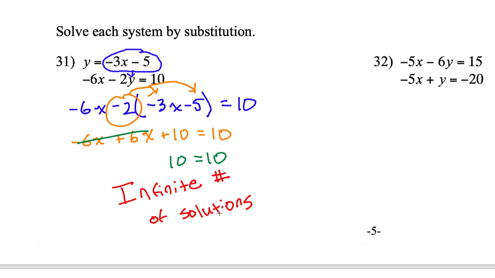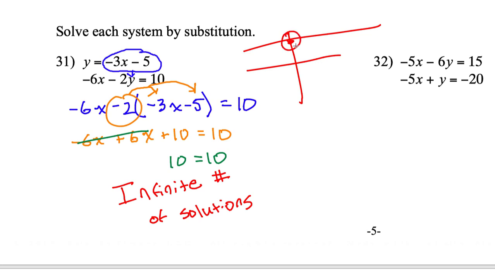I'm trying to think, does that make sense in terms of a graph? Can you have an infinite number of x answers but only one y answer? Actually, you could. Can anyone think of a graph where you have an infinite number of x answers but a finite number of y answers? That's like when you only graph one point. It is, yeah. It's when you graph this.